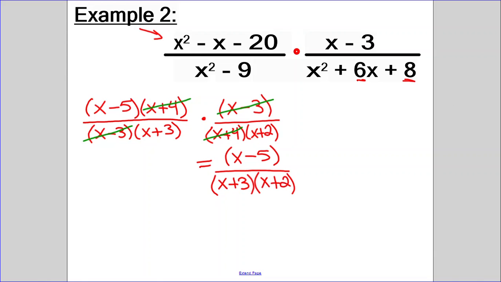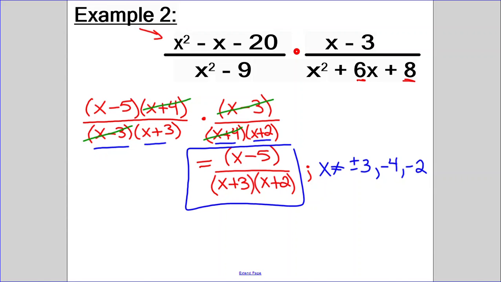Now, when we state our non-permissible values for this, remember that we have to go for every example, not just our final answer. So really, if I were to take a look for non-permissible values, I'd have to go back and identify everything that's in the denominator spot to see what a non-permissible value could be for it. So it looks like in this case, x cannot equal plus or minus 3, x can't equal negative 4, and it also can't equal negative 2. So I'd have my solution, my simplified answer, as well as my non-permissible values.